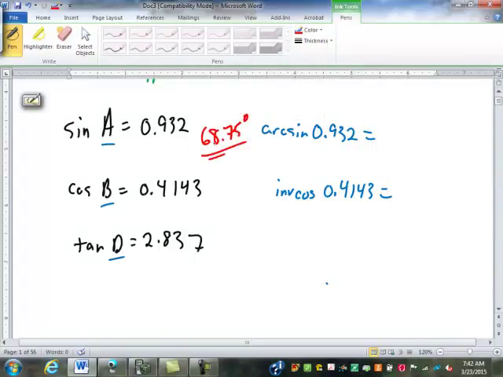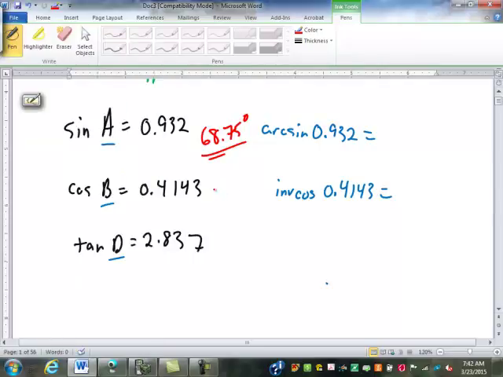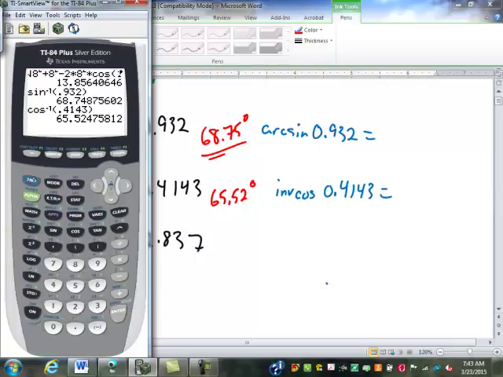If you were just typing in sine 0.932, you're getting a decimal. Okay. Cosine of B, then you're going to do the same thing. To find B, it's going to be second cosine or inverse cosine of 0.4143. 65.52 degrees. And for tangent of D, it's going to be inverse tangent, second tangent, 2.837.